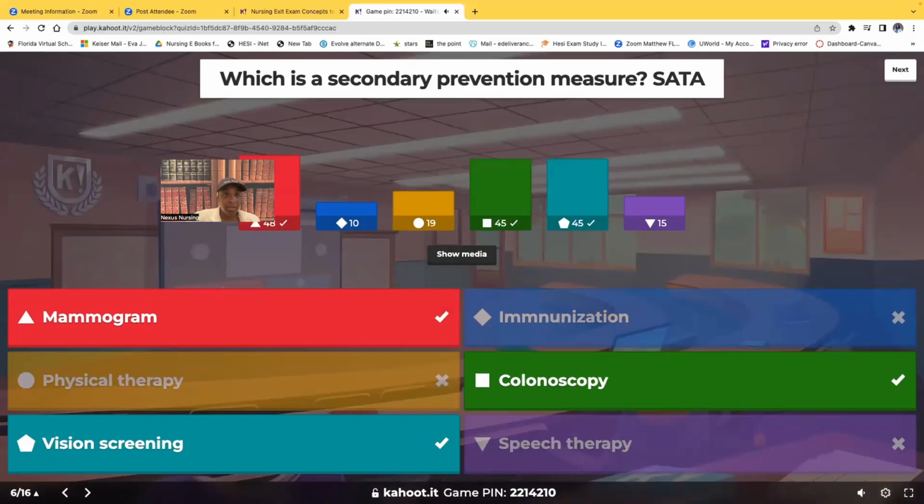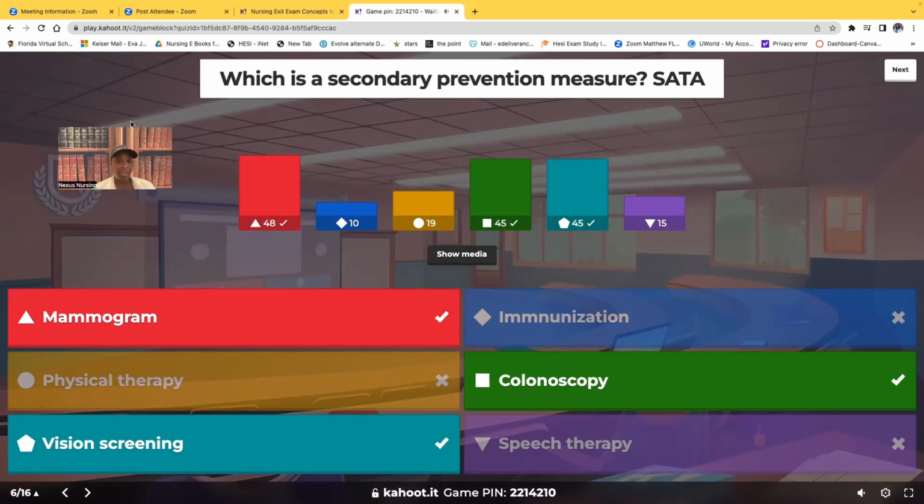All right, let's see how you did. So let's talk about this, guys. Secondary, correct: mammogram, colonoscopy, and vision screening. You guys did great. So let's talk about the difference, because NCLEX absolutely expects you to know the difference. And matter of fact, so does ATI and HESI.